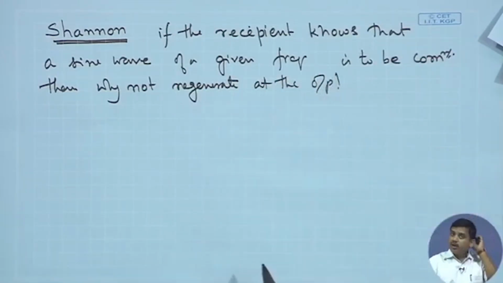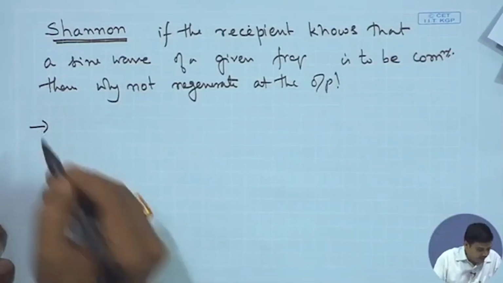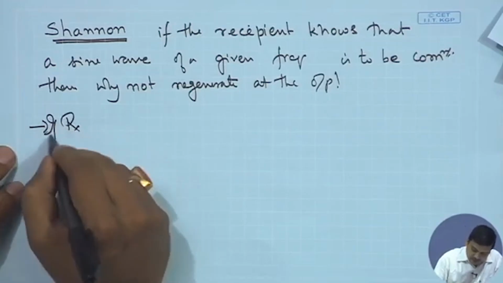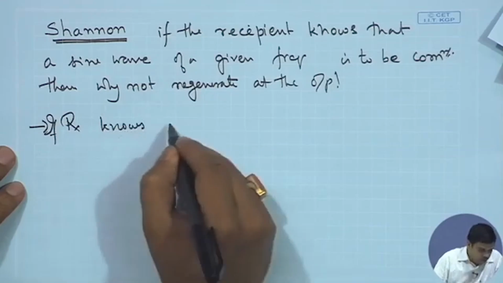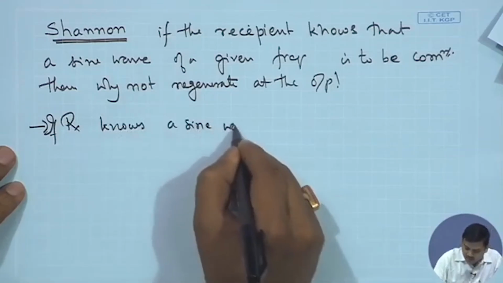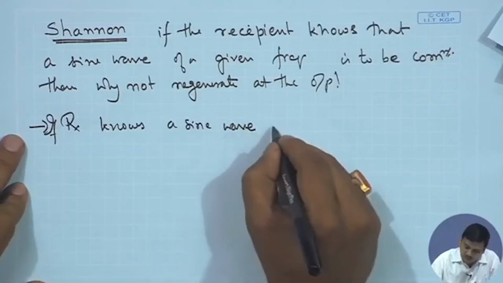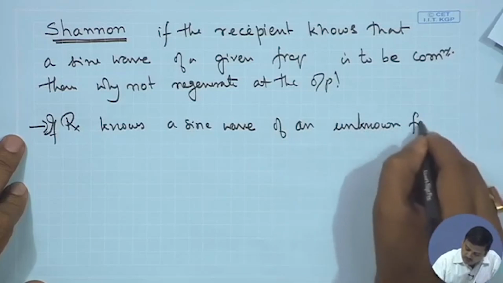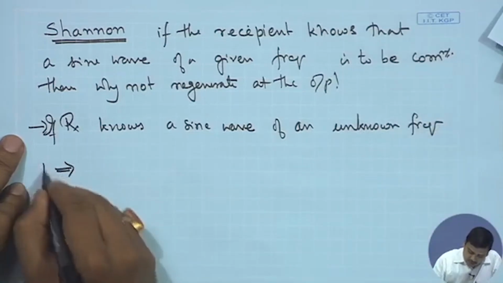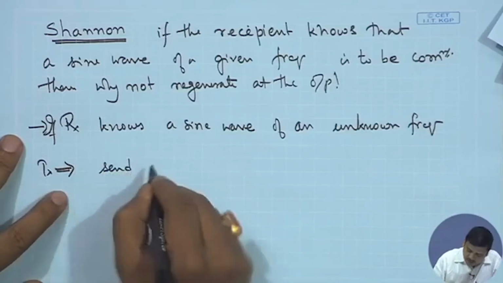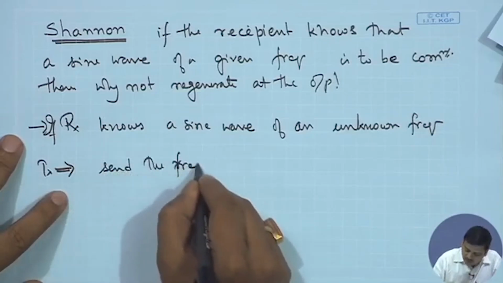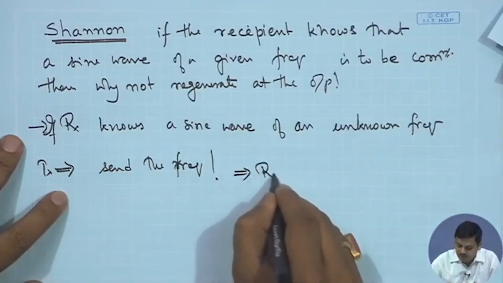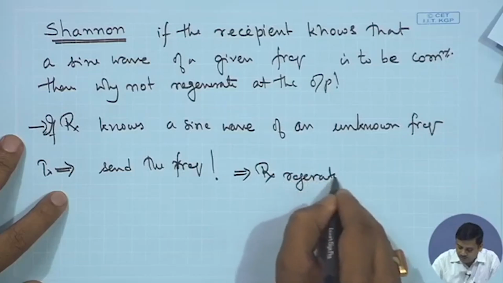This is one of the views that we have stated. The second thing that we are going to state is that if the recipient knows a sine wave and nothing else is going to come, if it knows that the sine wave is going to come of an unknown frequency, then what does the transmitter need to do? The transmitter needs to send the value of the frequency. That is it. If it sends the value of the frequency, this is taken by the receiver, receiver regenerates, right.